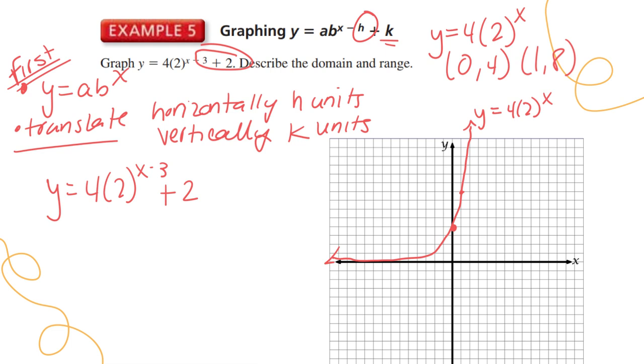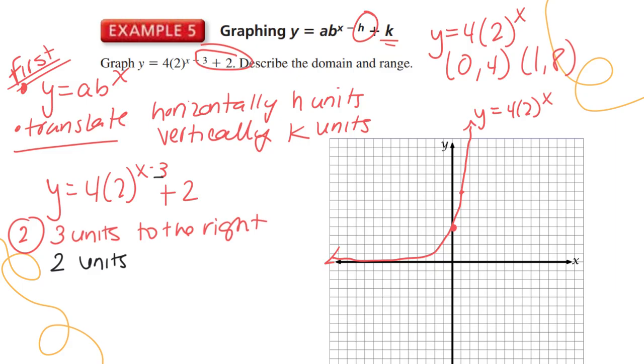Now we're going to do what? On step 2, that is the first step. Step 2, we're going to translate the graph 3 units to the right, okay? From the given, from it was given to it. And we're going to do 2 units up.